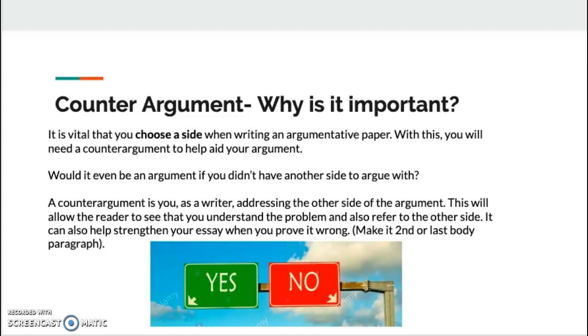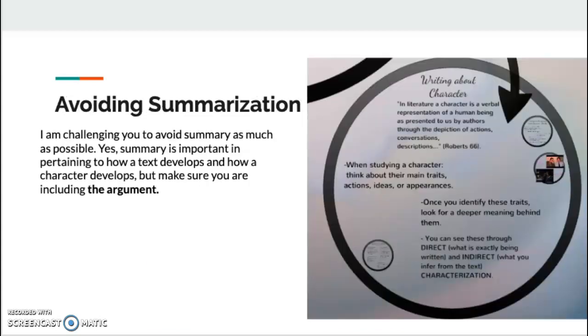But the point of the counter argument is that you get to tell me why that argument is not correct. One thing about this paper is I want you to avoid using summary. You can see on this little circle here, it talks about character analysis and what it means to identify or study a character. That could be pointing out their traits, their actions, their appearances, to really draw more than just a basic summary about the text.